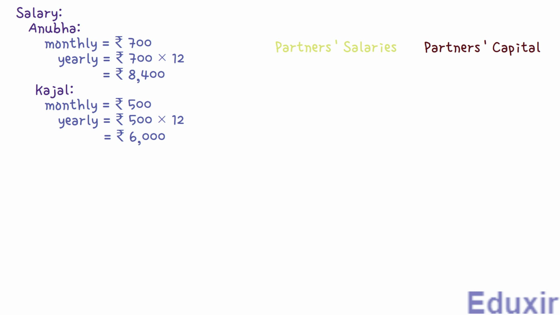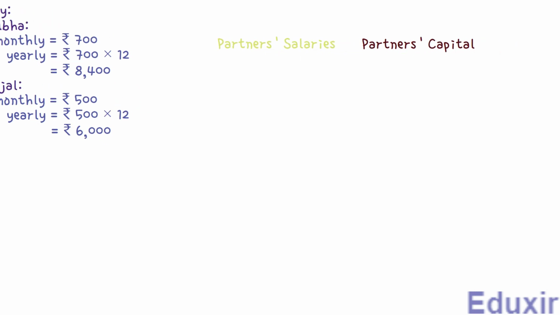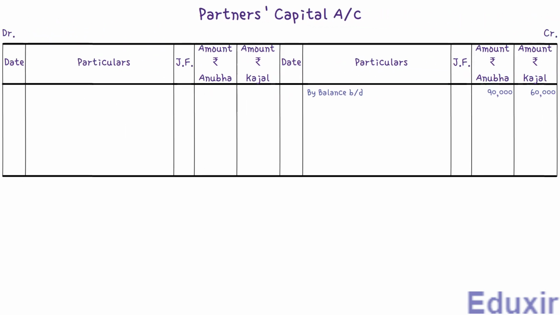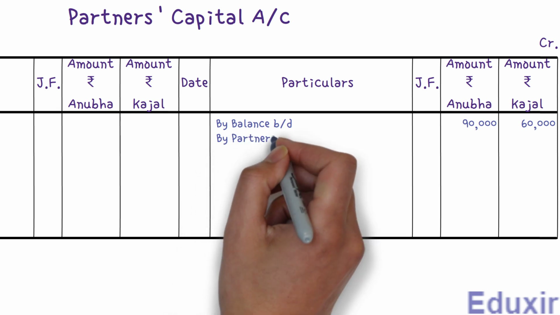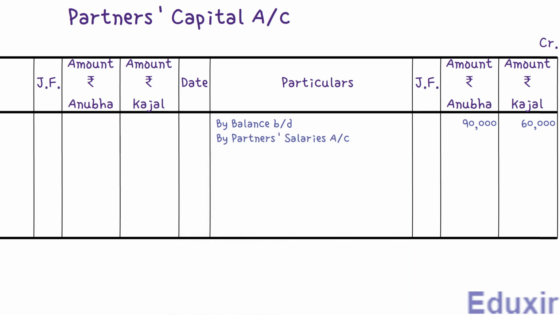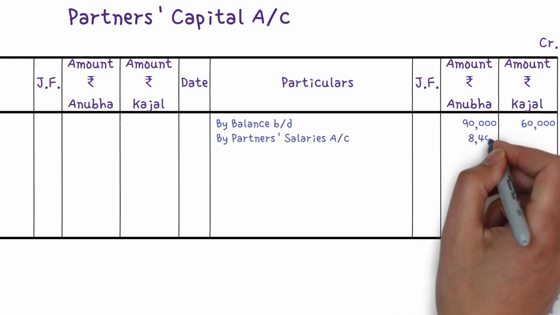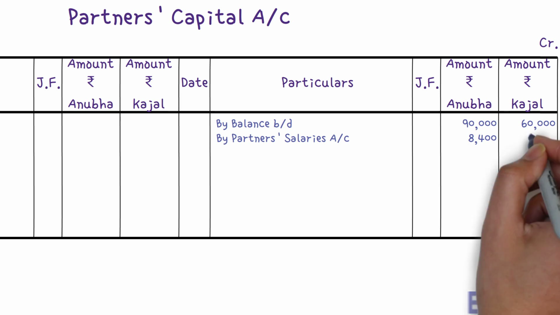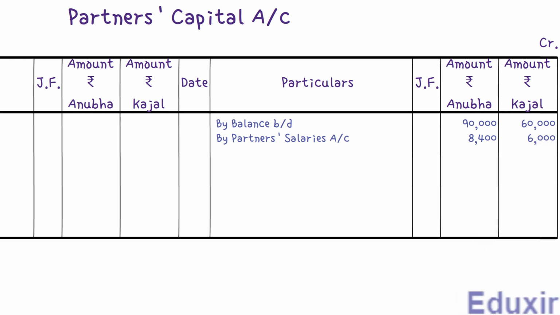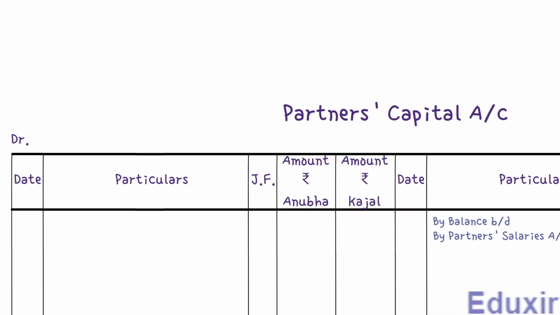Now the preparation of the partner's salaries account is not in the scope of this problem. So let's leave out the partner's salaries account related debit entry and let's directly post the credit entry to the partner's capital account for each partner. Let's first write the partner's salaries account in the particulars column. Let's then post the partner Anubha's salary amount of 8,400 rupees in her amount column. Let's then post the partner Kajal's salary amount of 6,000 rupees in her amount column. With that, we have completed the posting of the salary for individual partners in the partner's capital account.